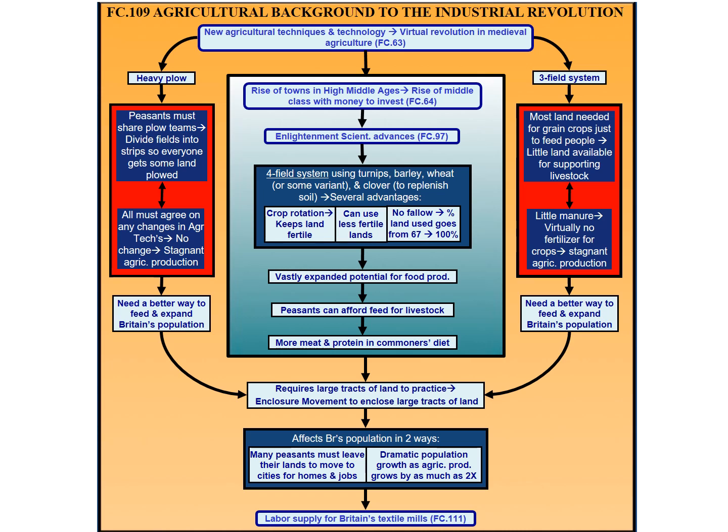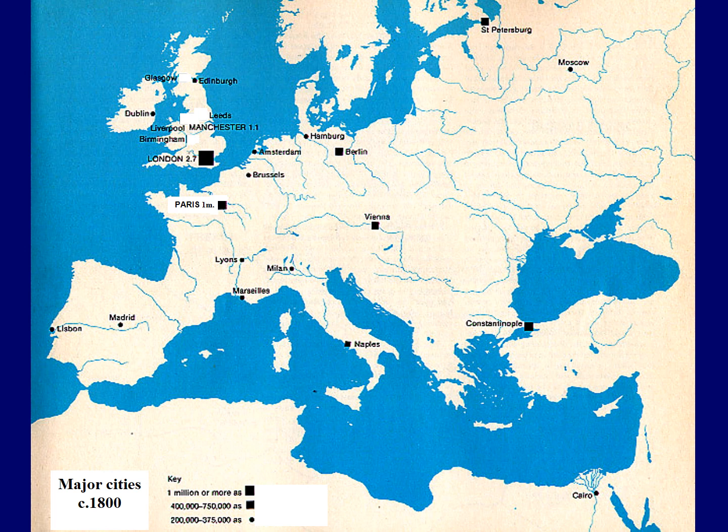This flowchart shows how new agricultural techniques and technologies, responding to problems in medieval agriculture, created the conditions for the industrial revolution. We're going to start by having a look at some of the ways that the Industrial Revolution changed the landscape of Europe.